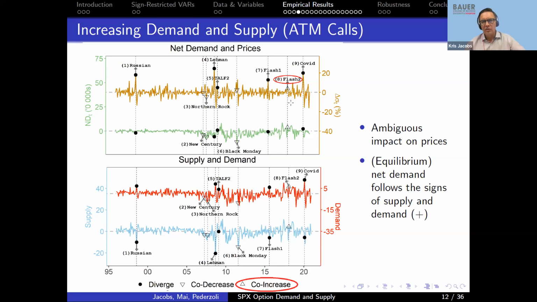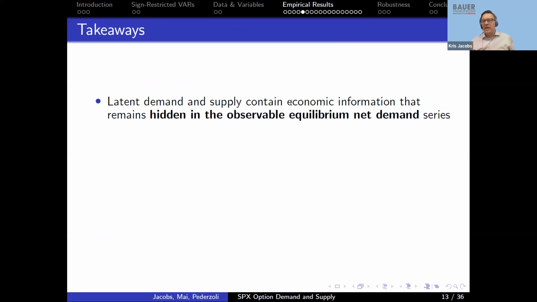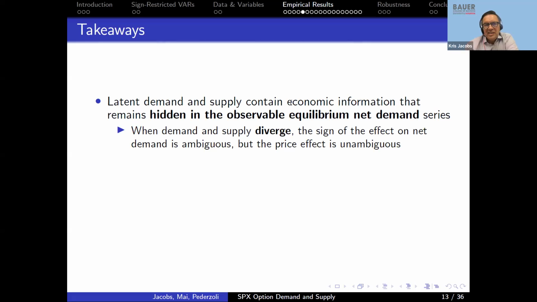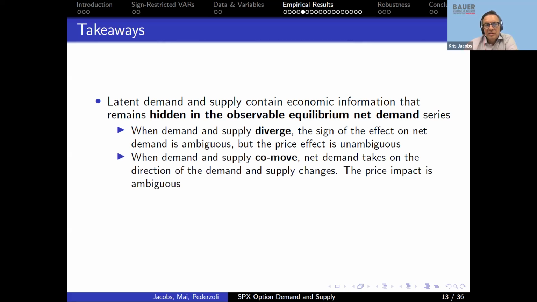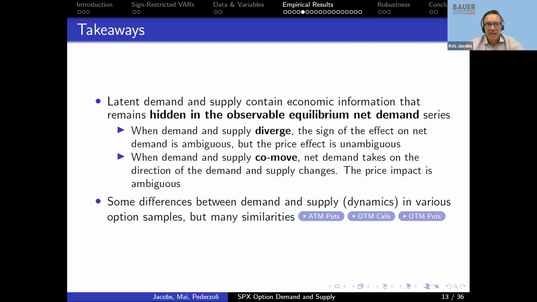Okay. So what do we learn from this? Again, I could talk about these time series in more detail, but I really don't have time for it. But what it tells me is that there's a lot of information once you have latent demand and supply. There's a lot of information in there that remains hidden in the equilibrium net demand series. So you get some insights from looking at the latent demand and supply that you do not get from the equilibrium series. And then in the 3 cases when demand and supply diverge, the sign on net demand is ambiguous, but the price effect is unambiguous. When demand and supply co-move, it's the opposite. The price impact is ambiguous, and net demand takes on the direction of demand and supply.